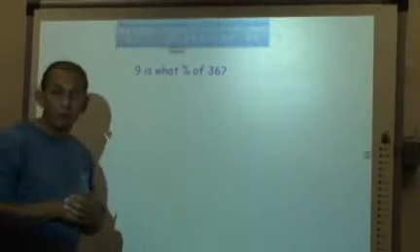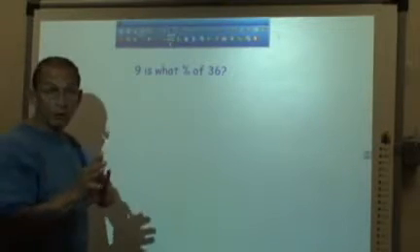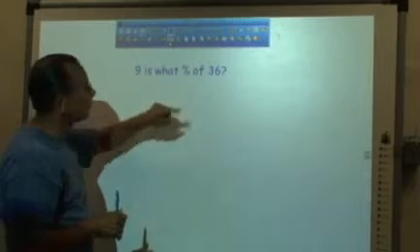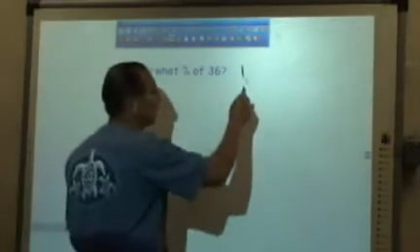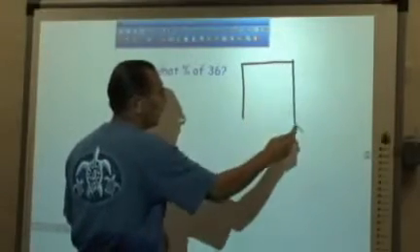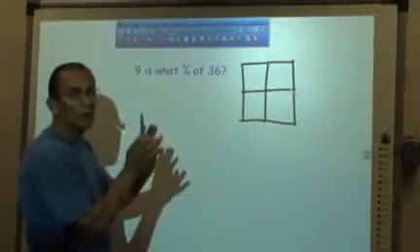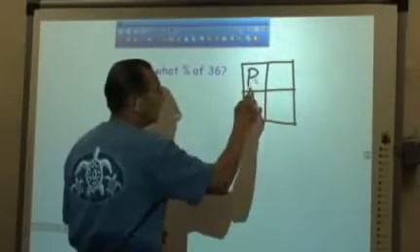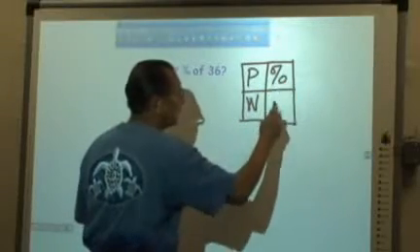Okay, we're going to use the box method again. This time a little bit different problem. 9 is what percent of 36? So what are we looking for? We're going to use the box method again, so we'll draw the box over here. Make sure that we follow that, because that's our key. We have to follow it and put everything in the correct place.